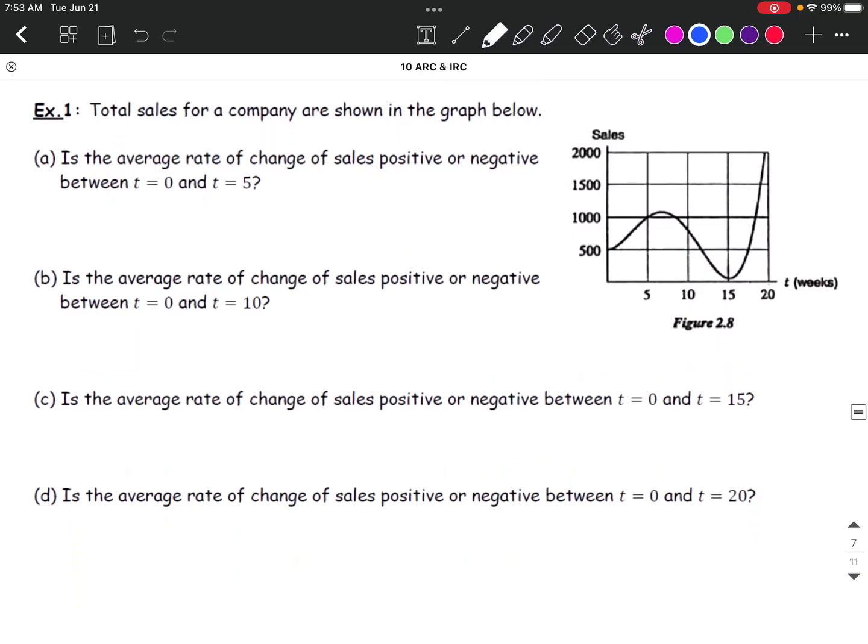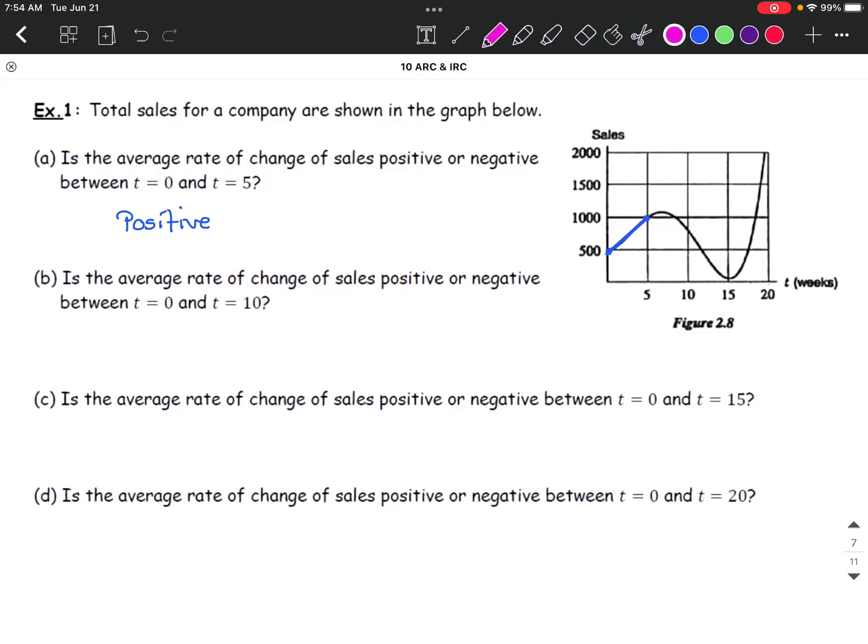So the total sales for a company are shown in the graph below. The first question: is the average rate of change of sales positive or negative between t equals 0 and t equals 5? Now remember, average rate of change is the slope of a secant. So from when time is 0 to where time is 5, if I draw my secant line, does that have a positive or a negative slope? It has a positive slope, therefore the average rate of change is positive.